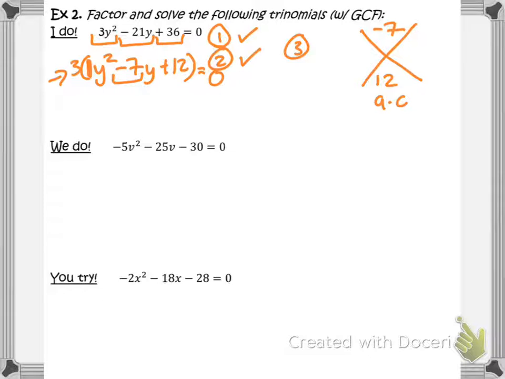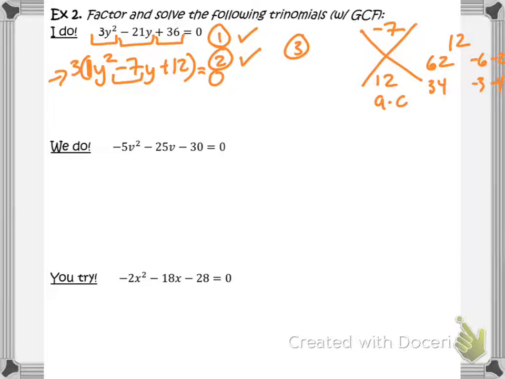Alright, now let's come up with 2 numbers that multiply to 12 and add to negative 7. Did I mess up? No, I did not. I got it. Yes. Alright, so 12, I have 6 and 2, negative 6 and negative 2, 3 and 4, negative 3 and negative 4. These are all the factors of 12. Which one am I going to choose and why?